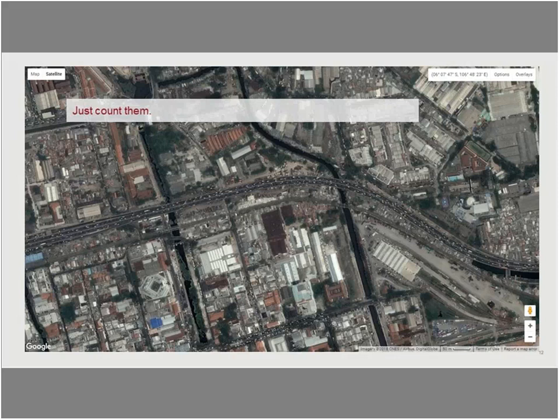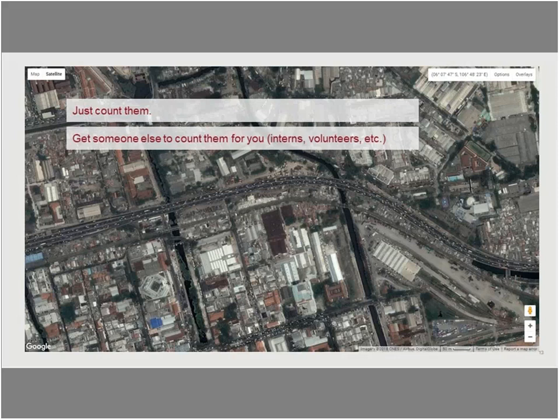Okay, the first option is to just count them. You could print this out. You could sit there with a yellow Sharpie and circle all of the cars, and before long you'll completely lose your mind and you'll never finish. Next option, get someone else to count them for you. We really like interns. Some organizations really like volunteers. This is kind of cruel, and it's a horrible thing to make human beings do.